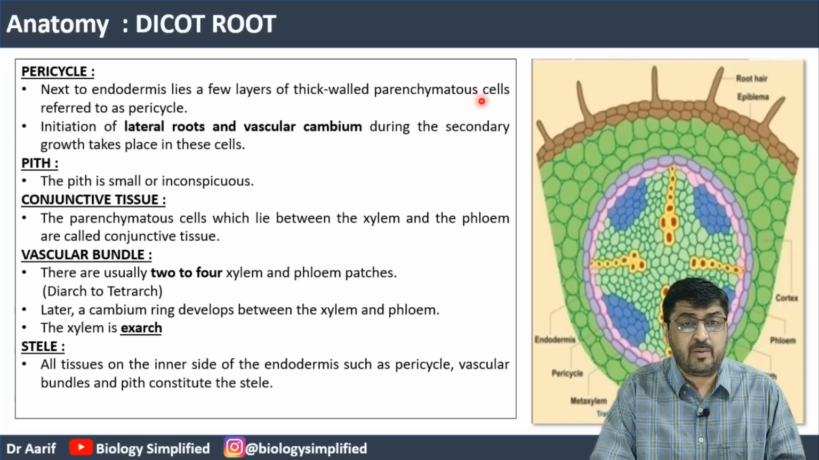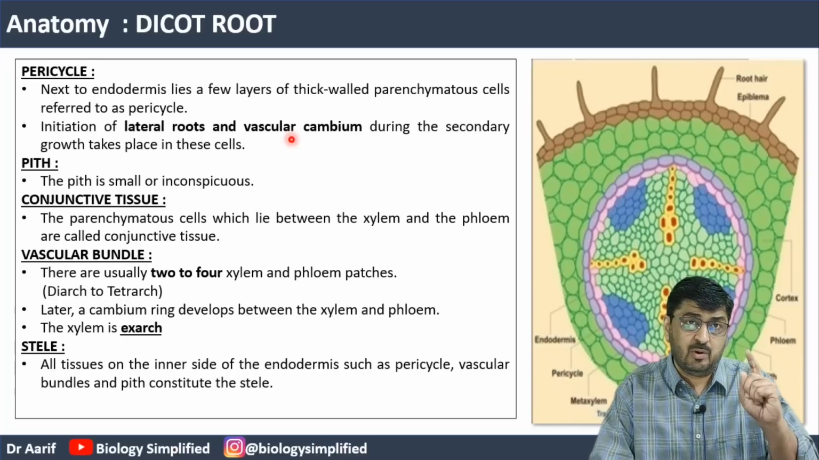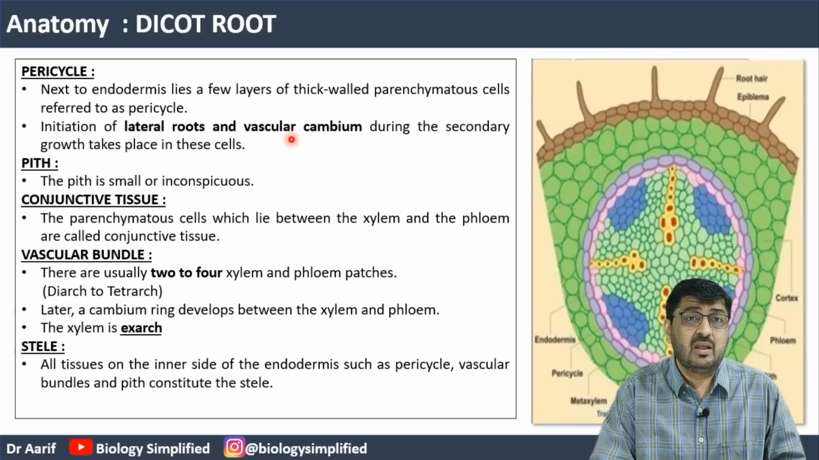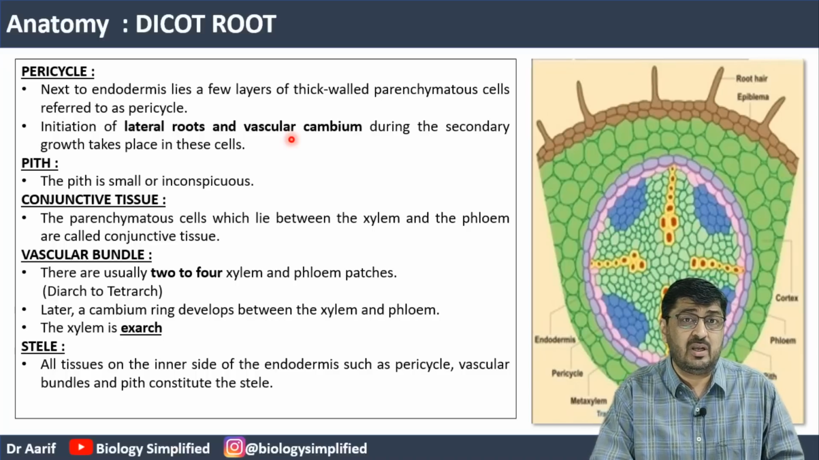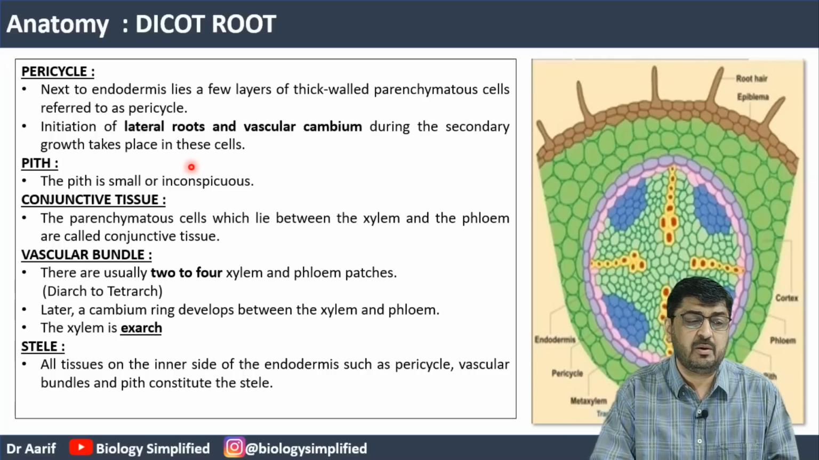Thick walled parenchymatous cell, again the nature is parenchyma. The initiation of lateral roots and vascular cambium, roots में पढ़ा था हमने, roots का endogenous है because the lateral roots are arising from the pericycle, right, during the secondary growth.